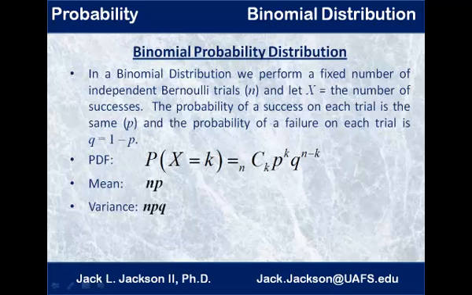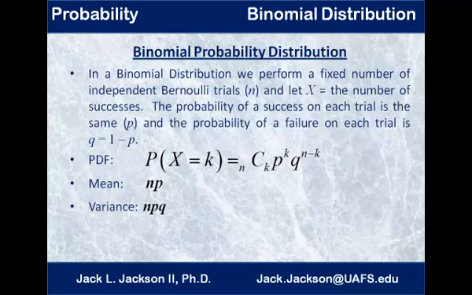So here's a summary of what we learned so far, plus one new piece of information. In a binomial distribution, we perform a fixed number of independent Bernoulli trials, we'll call that n, and let x count the number of successes. The probability of success on each trial is the same, we'll call that p, and the probability of a failure on each trial is, we'll call it q, but that's just 1 minus p. The PDF formula is the probability of x equals k is n choose k times p to the k times q to the n minus k.